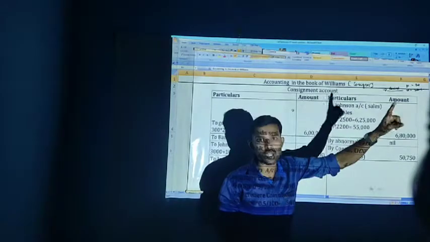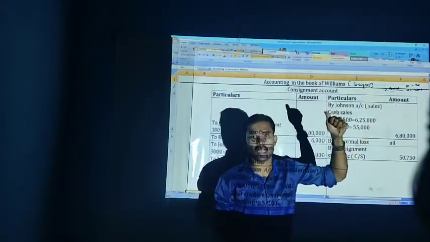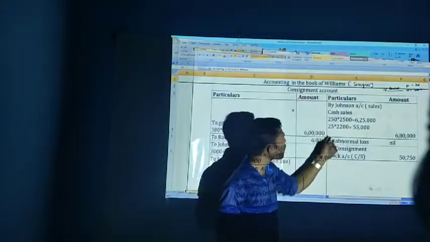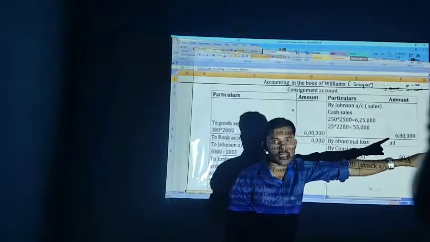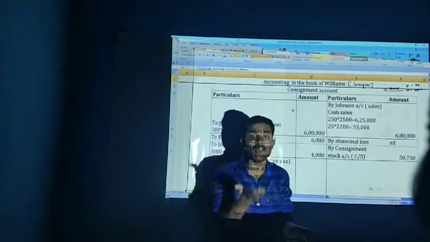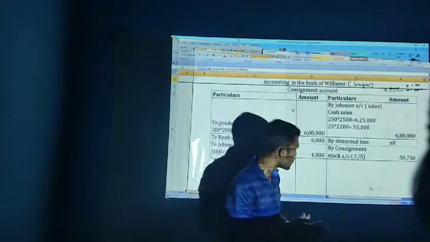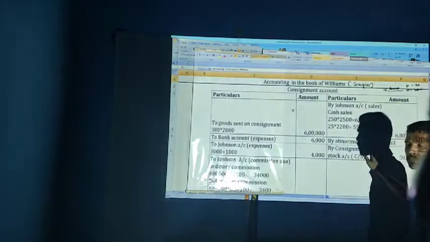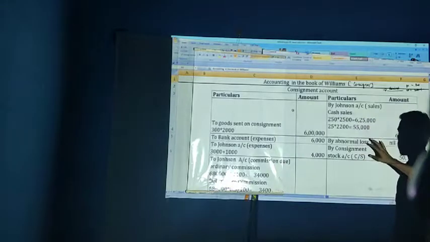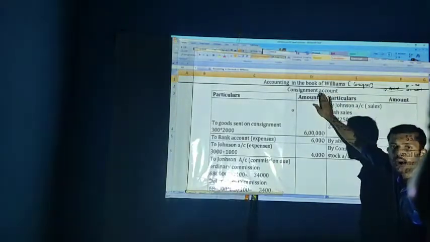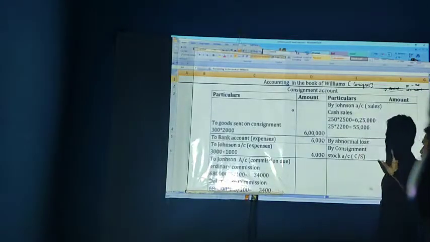When it goes to abnormal loss, what happens? So the loss keeps getting debited, the loss increases. But what happens to consignment? Since the abnormal loss is transferred to the consignment account and will be credited, it gives income to the consignment. That's why abnormal loss will be credited in the consignment account. Right? Both are nominal nature of account. One is debited, another one is credited, here in the consignment account by abnormal loss account.